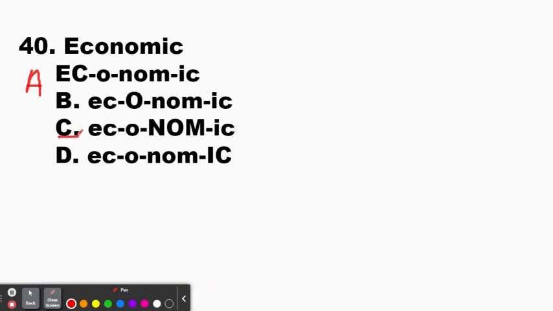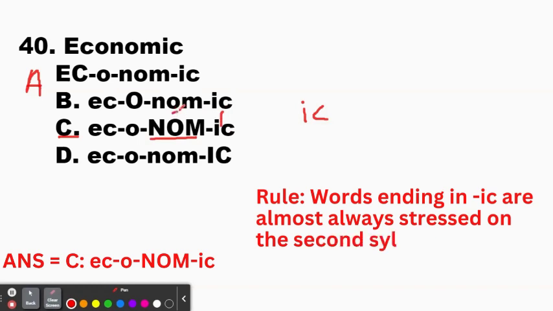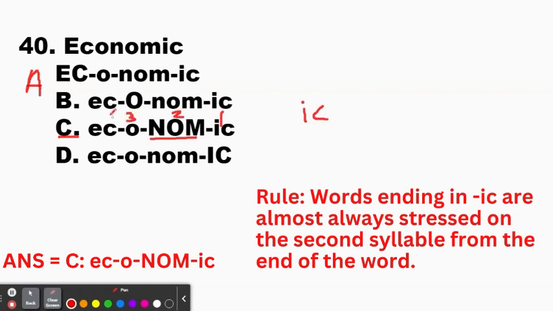And C is the correct one, economic. Economic. Now, stress is on the second syllable from the end of the word. Again, we are using the rule, words that end in IC are stressed on the second syllable from the end of the word. So from the end, we have 1, 2, 3, and 4. Okay, and then we place stress on the second syllable. So this gives us the correct option.